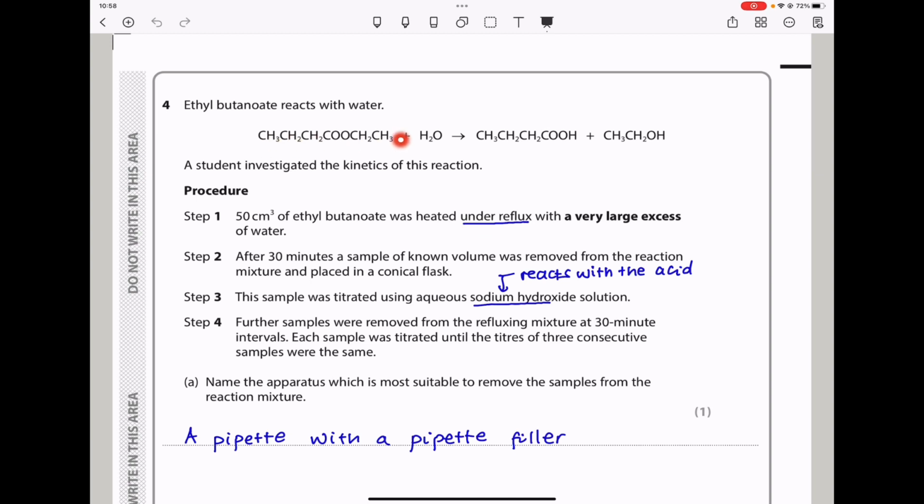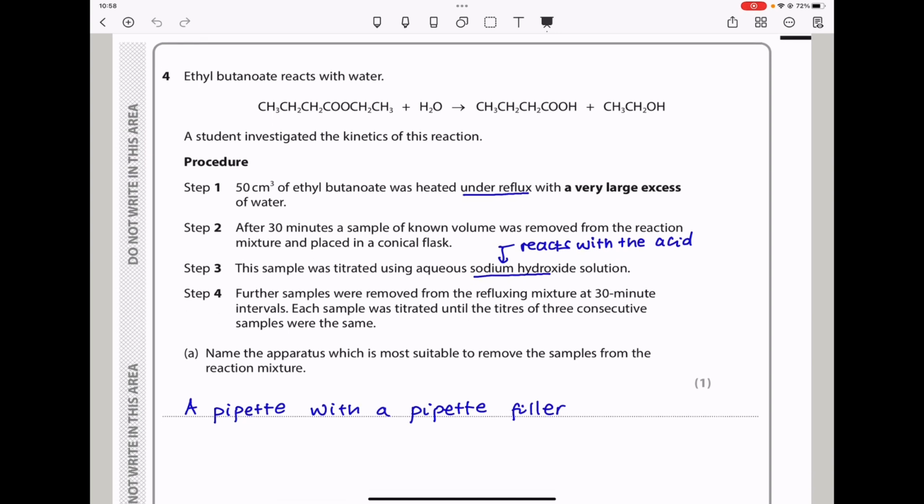So they gave us the equation for that reaction. And they said a student investigated the kinetics of this reaction. The procedure is as below. In step 1, 50 centimeters cubed of ethyl butanoate was heated under reflux with a large excess of water. And then after 30 minutes, a known volume was removed from the reaction mixture and placed in a conical flask.